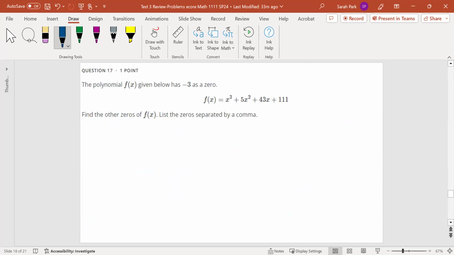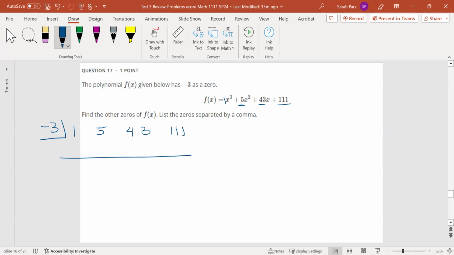Okay, 17, f of x is given as x to the third plus 5x squared plus 43x plus 111. And it's given that -3 is a zero. So for this, I would use synthetic division and write -3 as my corner number and bring down all the coefficients of your function. So we have 1, and then the 5, and then the 43, and then 111.